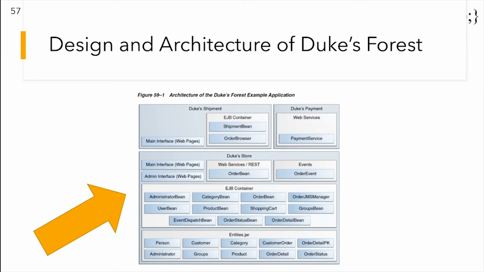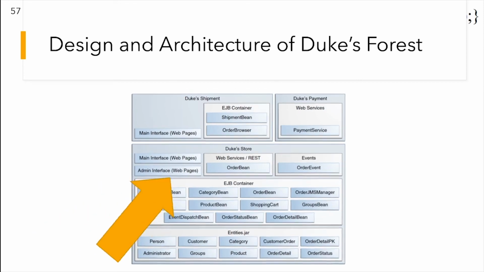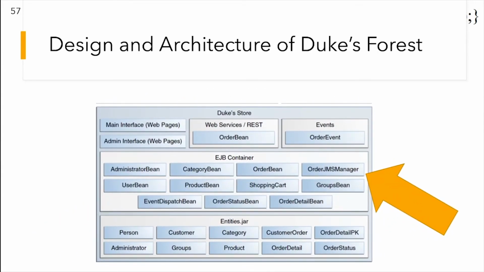So the first thing that this application consists of is Duke Store. So this is a web application that has a product catalog, consumer self-registration, and a shopping cart. It also has an administration interface for product, category, and user management. The project name is Duke Store.